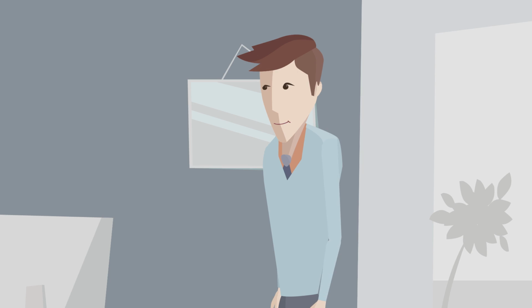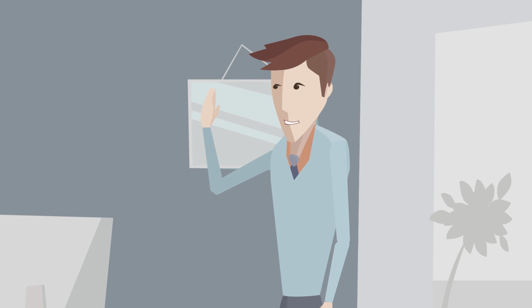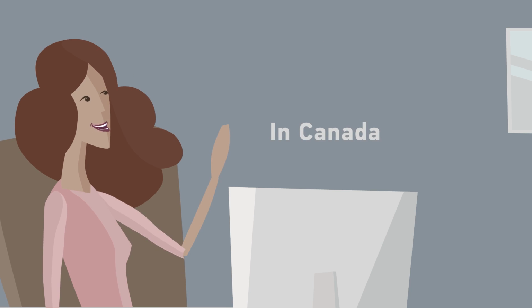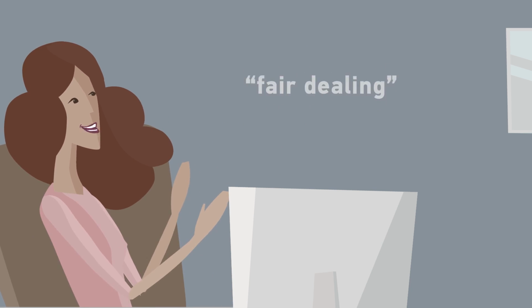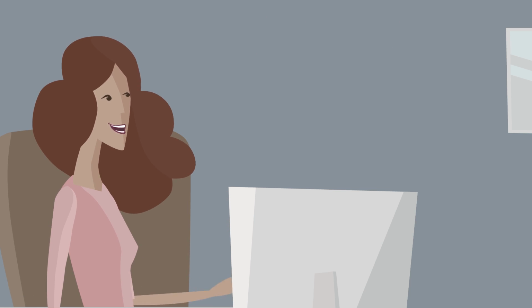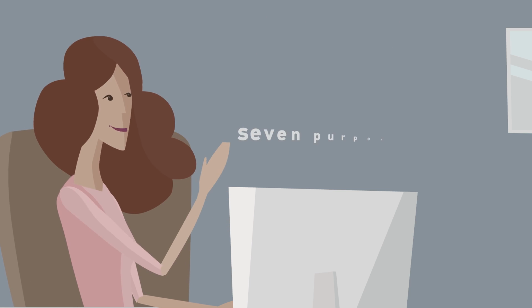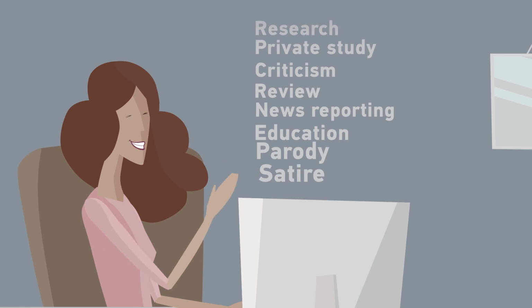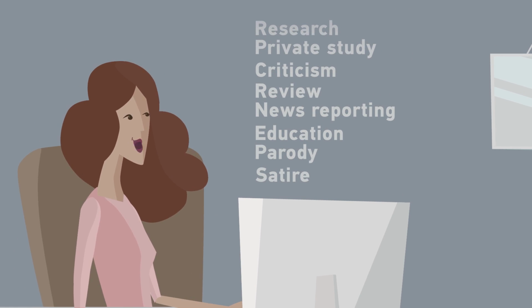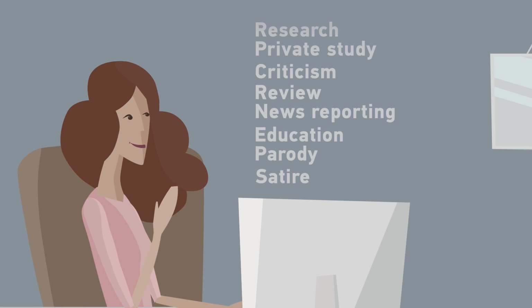Okay, makes sense. Now, what about those copyright exceptions you mentioned? How would I qualify for those? In Canada, we have a statutory copyright exception known as fair dealing, which is similar to the concept of fair use in U.S. law. The Copyright Act outlines 7 purposes that may qualify as fair dealing. They are research, private study, criticism, review, news reporting, education, and parody or satire.